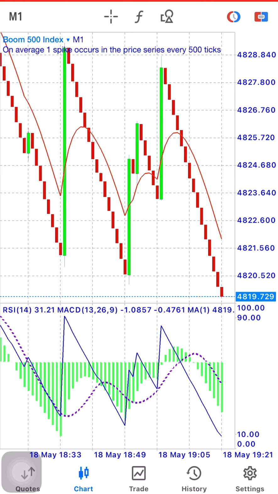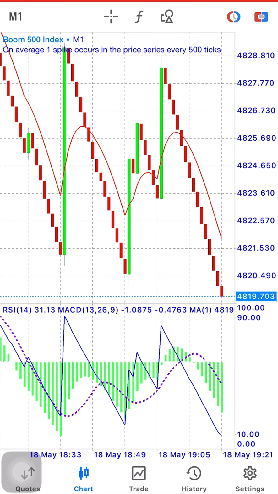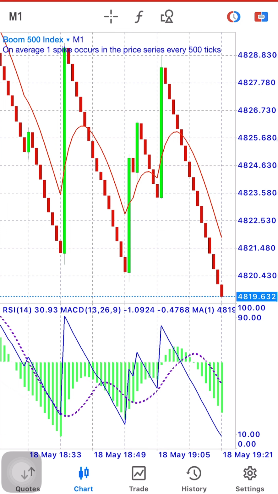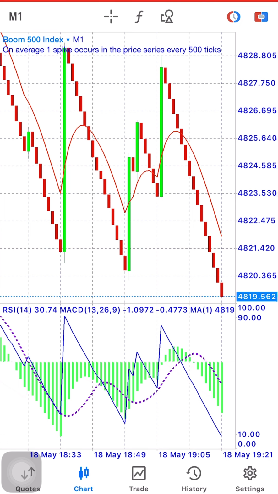So now let's check boom 500. Boom 500 has already reached level 10. Look at the blue line down here, it is at level 10. So we can't enter. It's just a bad market there.